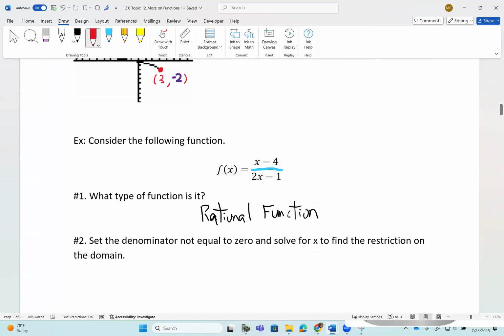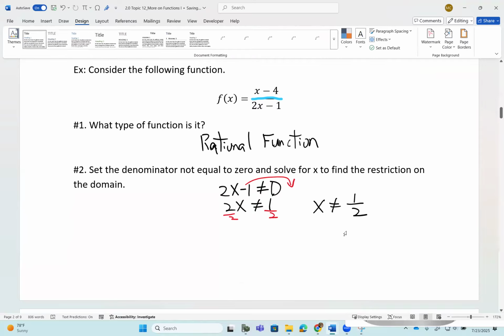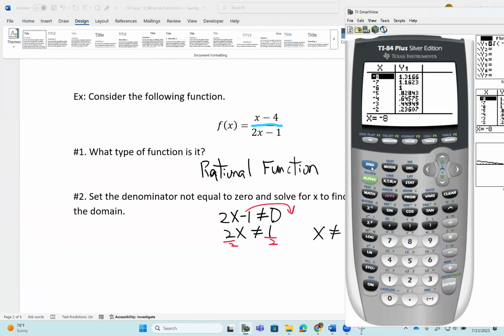on the domain. So 2x minus 1 is not equal to 0. I'm going to move my negative 1 over. So that's 2x not equal to positive 1. Divide both sides by 2. My x cannot be one half. All right, so let me graph this function. This one will look something like the one I showed you back in topic 11, though not quite exactly the same.